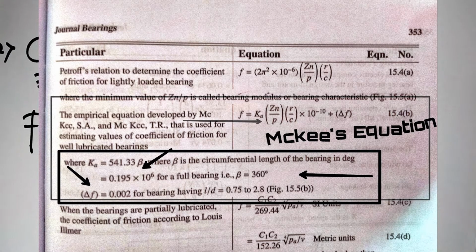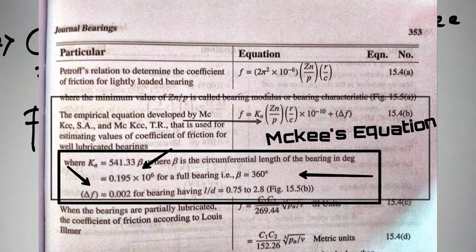Okay, now we'll move ahead with calculating the coefficient of friction by the Mackey equation. This is the formula we're going to use. In this equation, you can find the value of Ka. The value of Ka depends on the type of journal bearing. Since the problem gives a full journal bearing, beta is equal to 360 degrees, and for that the value of Ka will be 0.195 into 10 raised to 6.